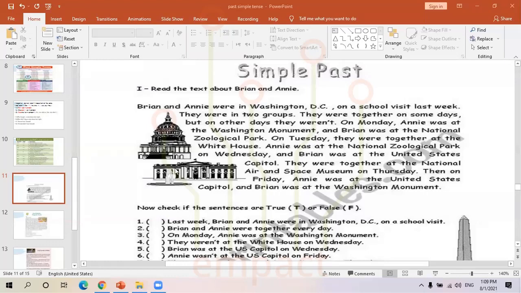Zoological Park on Wednesday. The letter in Wednesday is silent. Wednesday. Okay.